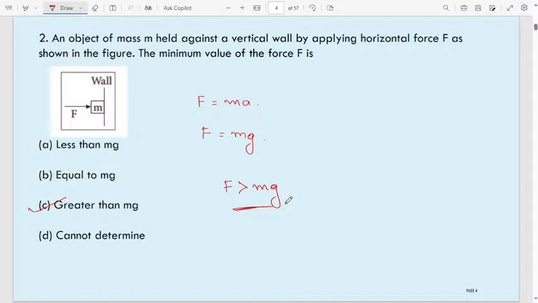Greater than mg. If it is less, definitely it will fall down. Equal also, you can't hold the object. The force will be greater than mg. That one you have to remember.